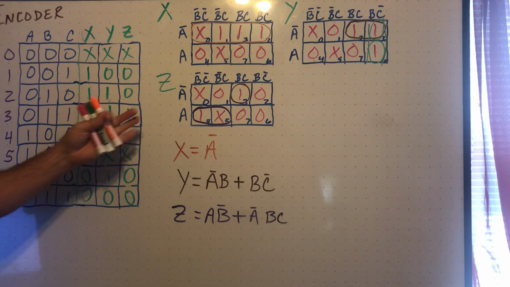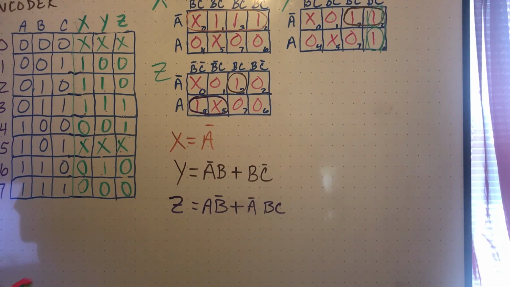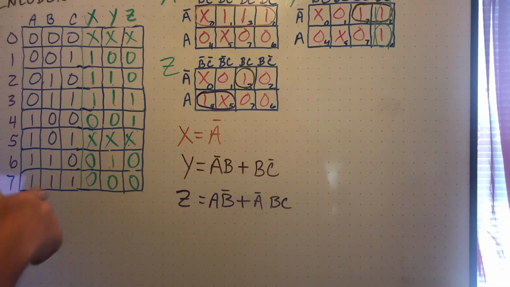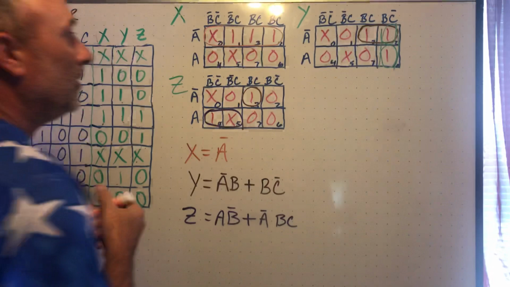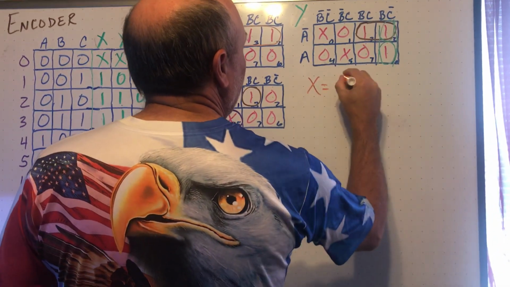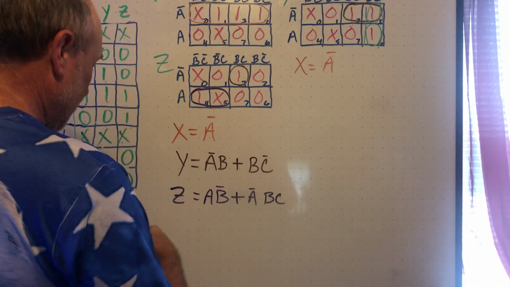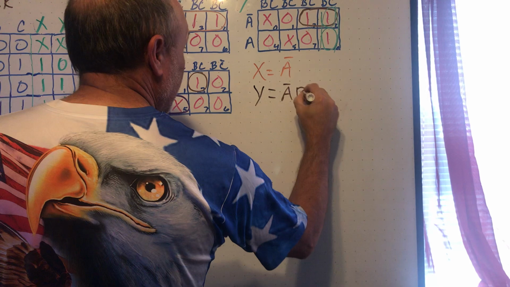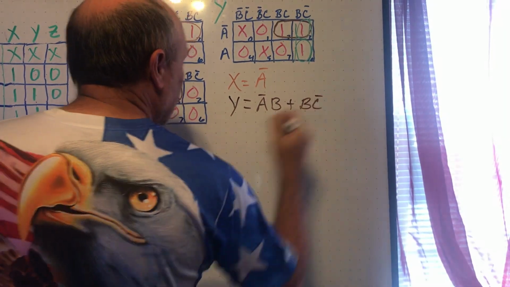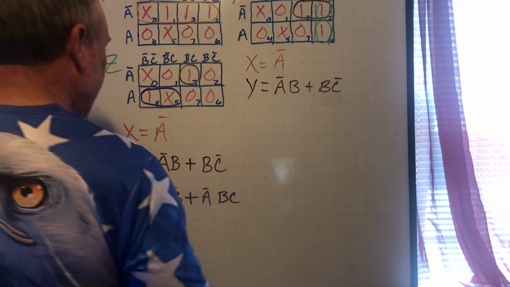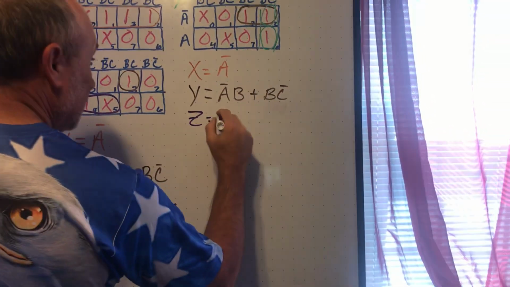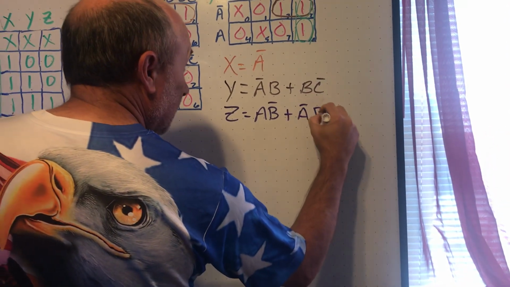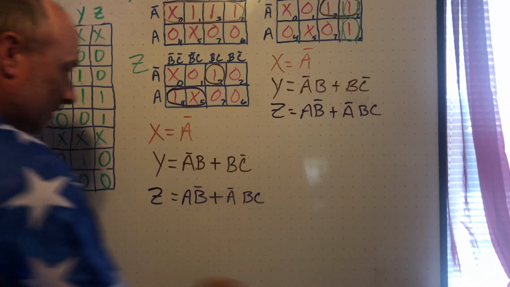So now I have what my outputs all equal, but now I've got to construct the circuit. I should have moved these up here, so I'm going to move them up so you can see, because I'm going to need this room to build the circuit. X is equal to A naught. Y is equal to A naught B plus B C naught. And Z is equal to A B naught plus A naught B C. So we're going to erase these.